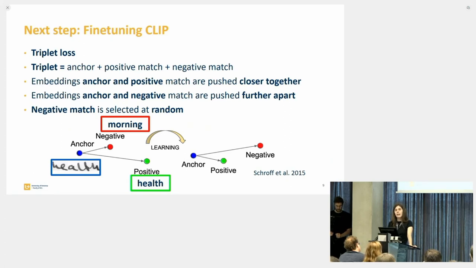The goal in the fine-tuning is to make the text embedding of the positive match more similar to the anchor, while making the text embedding of the negative match more dissimilar to the anchor. Currently, to collect the negative matches, I'm just randomly sampling from my data.